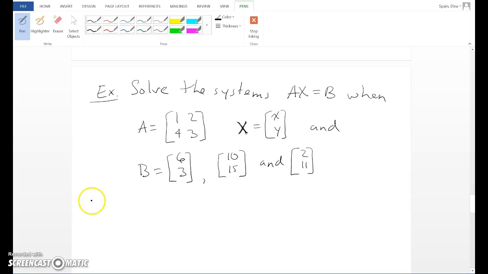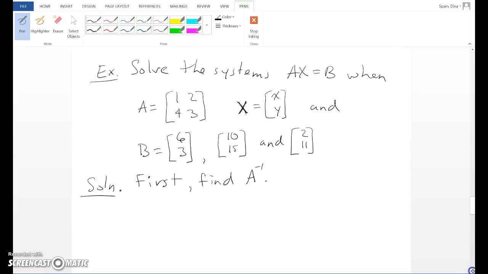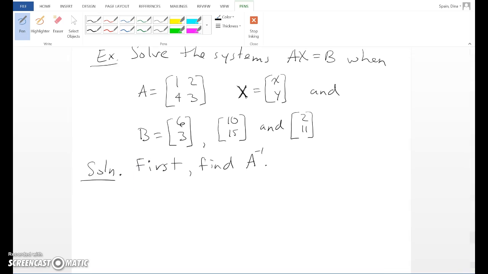Alright, but to solve this, here's my solution, all my work down here. First, we got to find A inverse. Alright, so we're going to do that first. I hope I have enough room. I think I put a couple blank pieces of paper down here, so I should have enough.